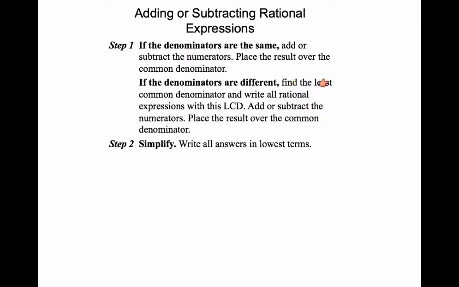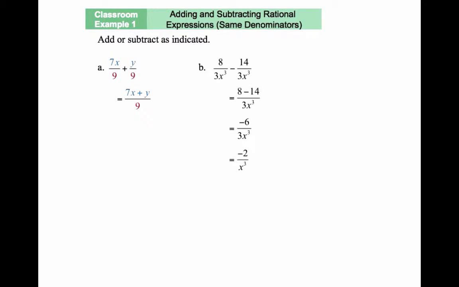If the denominators are different, you want to find the least common denominator and write all rational expressions with this LCD. Add or subtract the numerators, place the result over the common denominator, simplify, and write the answer in lowest terms. So let's take a look at examples to make more sense out of all these. This would be a simple example.